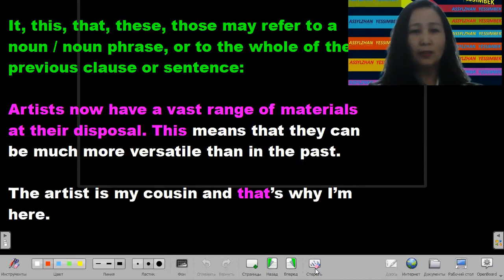Another way of using that: the artist is my cousin, and that's why I'm here. So in this case, that is used when we want to show the reason.